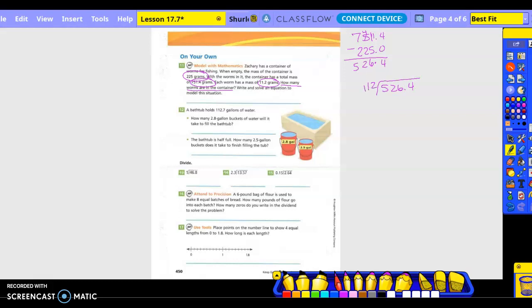Okay, can I divide by a decimal? Nope. So I have to move this over one spot, this over one spot. So they multiplied by 10, right? So 112 into 5, 52? No. 526? 4 times. Okay. 4 times 2 is 8. 4 times 1 is 4. 4 times 1 is 4. So 16, 11, 4. So 8, 7, 4.